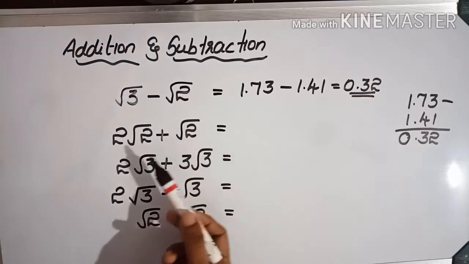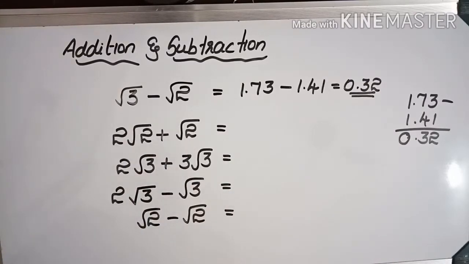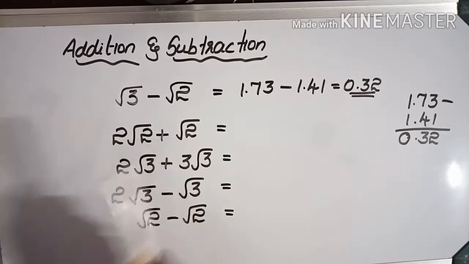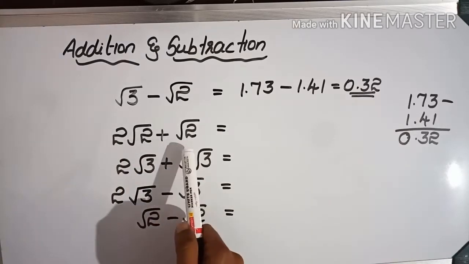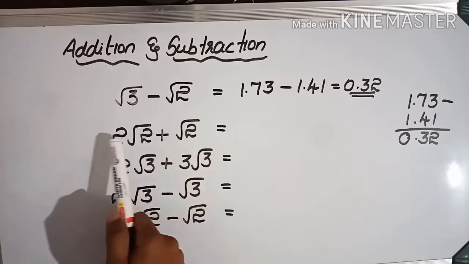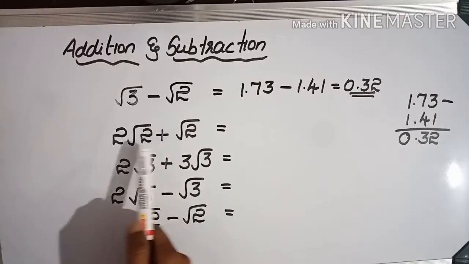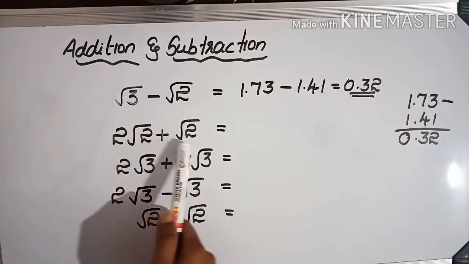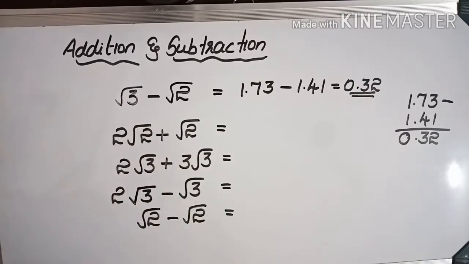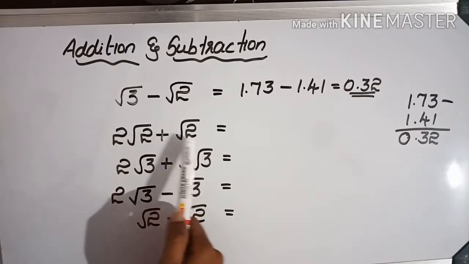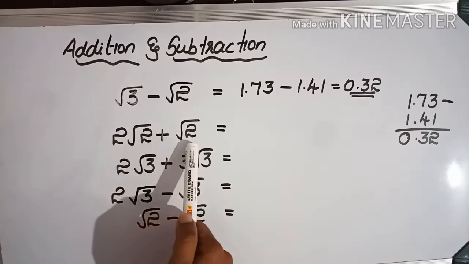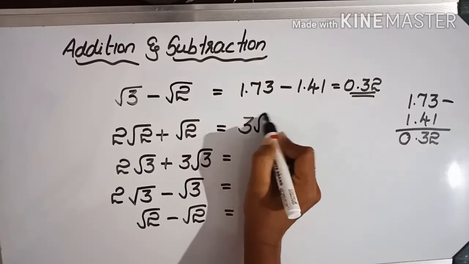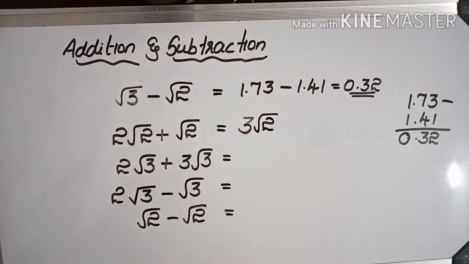Now next is 2 root 2 plus root 2. 2 root 2 plus root 2 means here 2 root 2s are there, here 1 root 2. Simply root 2 means it is 1 root 2. So we have to add this. Let's check whether the new numbers are the same. Here root 2, here root 2, means both the new numbers are the same. So in total how many root 2s are here? 2 root 2 here, 1 root 2 here, means the total is 3 root 2. So the answer is 3 root 2. This is the answer.